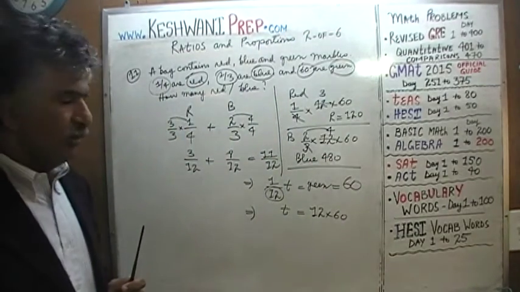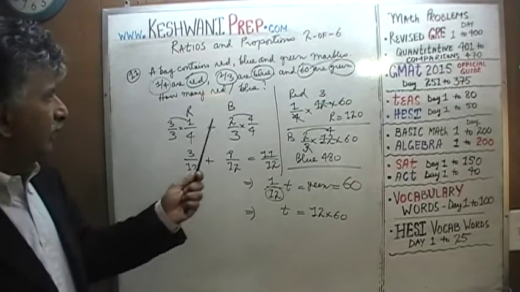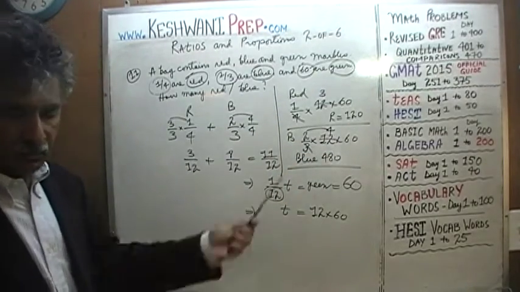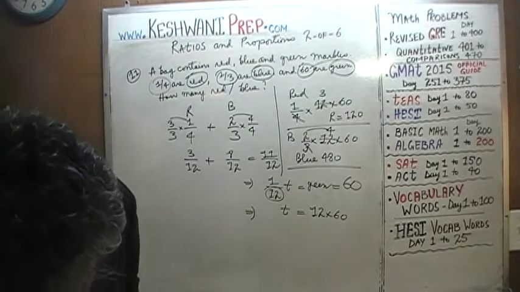Now at the very end, if you want to verify your work, you can add up the three figures and make sure that they add up to 12 times 60. And you can do that on your own. Let's move on to number 12.